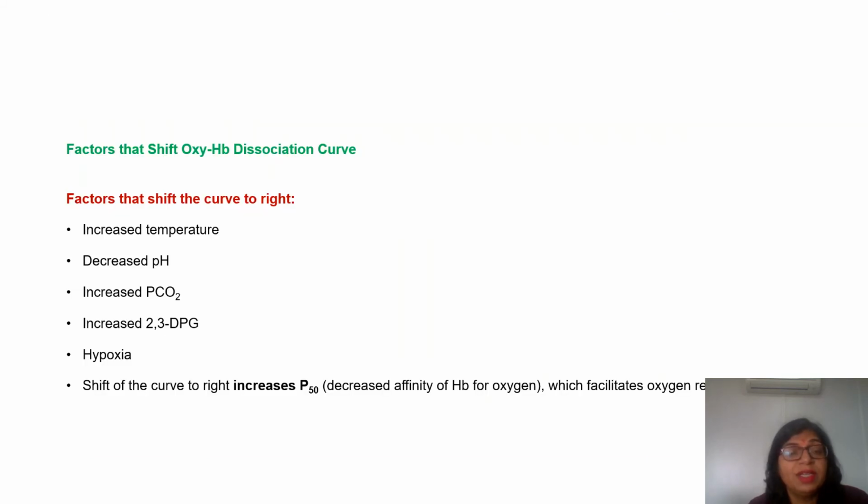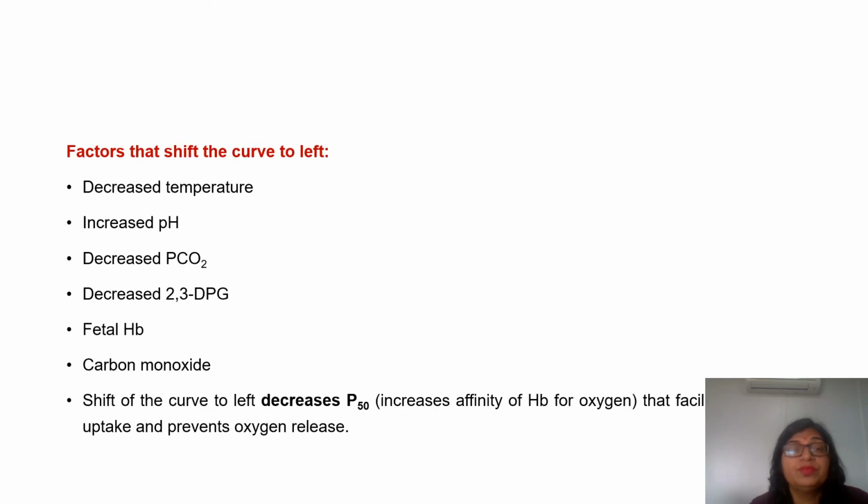So we have seen the factors that shift the curve to the right. These are increased temperature, decreased pH, increased PCO2, increased 2,3-DPG, and hypoxia. Factors that shift the curve to the left: decreased temperature, increased pH, decrease in PCO2, decrease in 2,3-DPG, fetal hemoglobin and carbon monoxide.